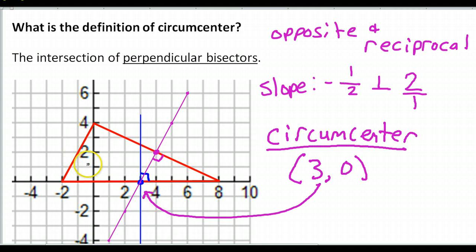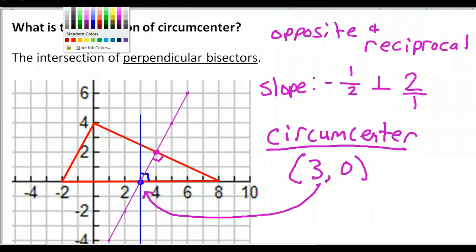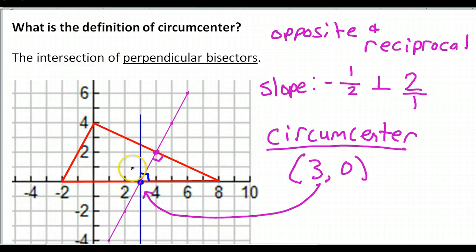Okay, now just to be thorough and for extra practice, let's go ahead and see what the other perpendicular bisector would look like. It's just good practice. I will go ahead and use green this time. Looking at the final side that I haven't used yet, I'm hoping you can see that the midpoint of this side would be right here. Now let's go back and talk about slope and everything again. Maybe I'll leave that opposite and reciprocal.